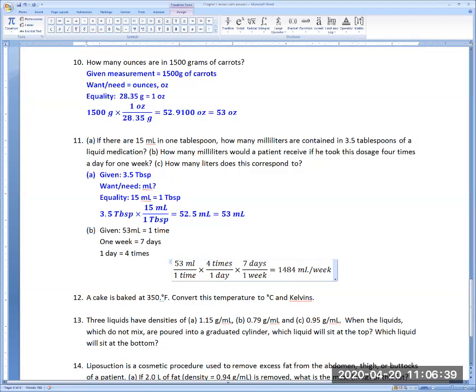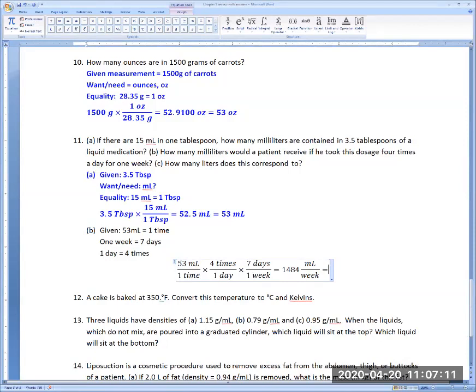So how many sig figs should we keep here? 53 had 2 sig figs. 1 time is exact. 4 times is exact. 1 day is exact. 7 days are exact. 1 week is exact, because all of these are exact equalities. So we need to keep 2 sig figs because of the 53 milliliters at the beginning. So we have 1,484 milliliters per week.